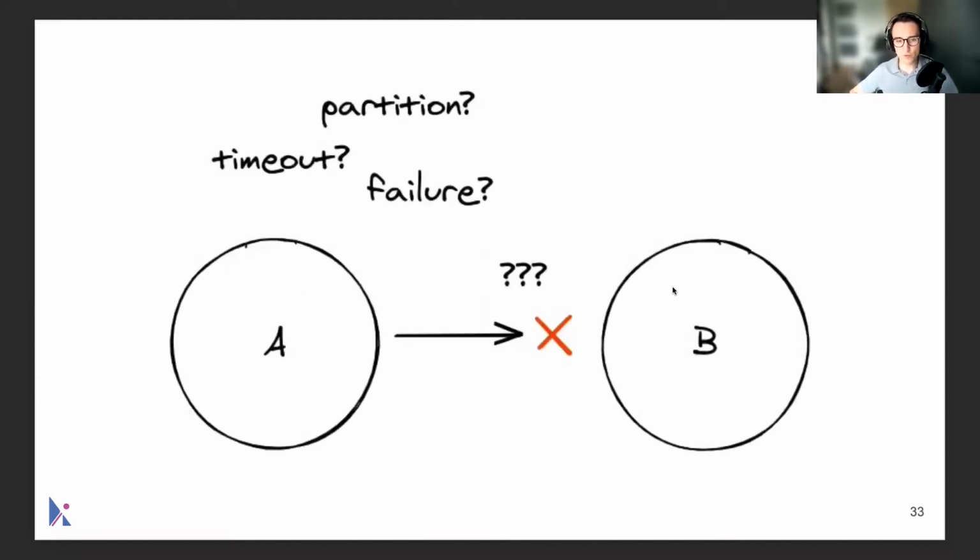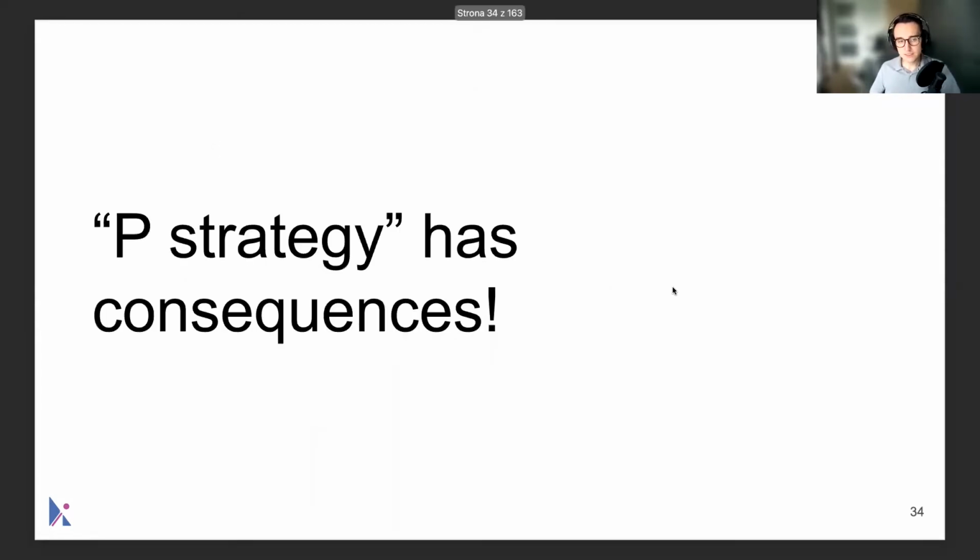But to make things even worse, if we have two nodes and the node A tries to do something with node B and the communication fails, it might happen that from A's perspective, it is impossible to say whether the reason for that was a network partition, timeout, or the failure of the whole node. And this is exactly why the CAP theorem's strategy of handling network partitions has practical consequences for situations which are not directly covered by the CAP theorem, like the node failures.